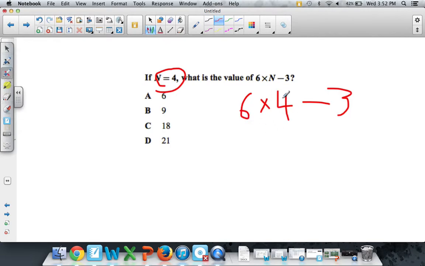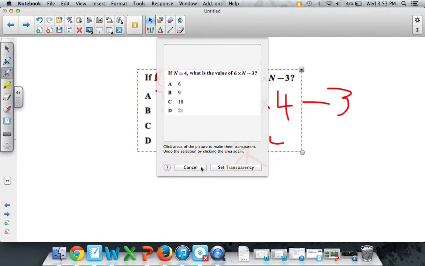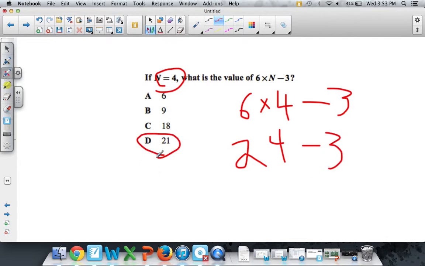6 times 4, that's simple times tables. 24. Don't forget the minus 3 part. Sorry for that, guys. I just keep pressing things by accident. Don't forget the minus 3 part. 24 minus 3 equals 21. D.